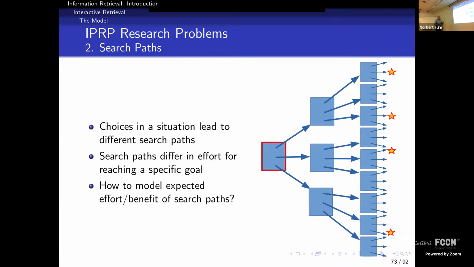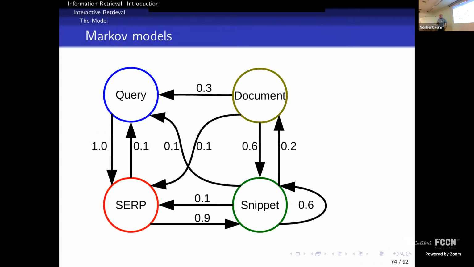But of course, the search paths differ in the effort for reaching a specific goal, for finding the next relevant document. And so the problem is, how can we model the expected effort or benefit of the whole paths? What's the overall effort the user has to undertake to reach one of these relevant items? And one approach for doing this is with Markov models.